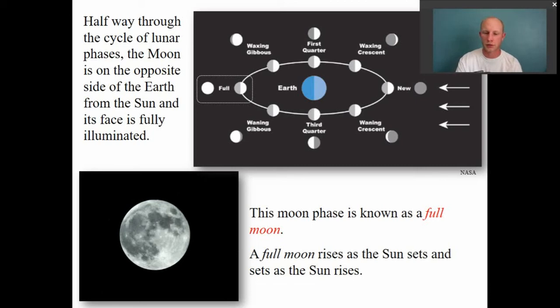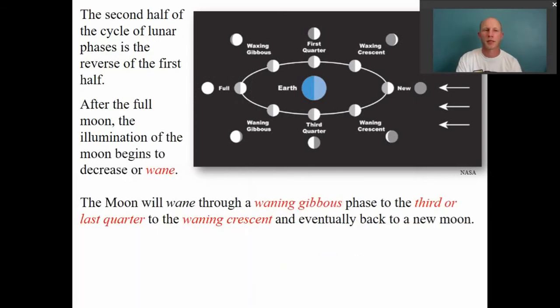It rises as the sun sets and sets as the sun rises. The second half of the cycle of the lunar phases is the reverse of the first half. So after the full moon, the illumination of the moon begins to decrease or wane, meaning it goes away. The moon will wane through the waning gibbous, then the third or last quarter. If you notice, we had our waxing gibbous up here and we have our waning gibbous. Both of these stand for three quarters.